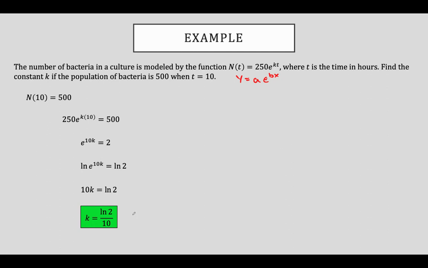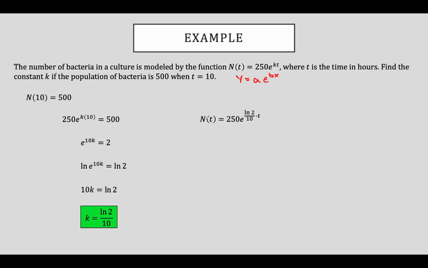We can plug that back into our formula, giving us N of t is equal to 250 e to the natural log of 2 over 10 times t. Notice all I did is I substituted k back into our formula here. This is N of t equals 250 e to the k times t. All right, and so this function will give us the population at any time.